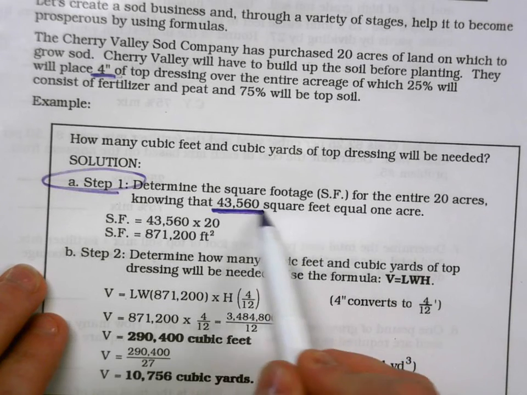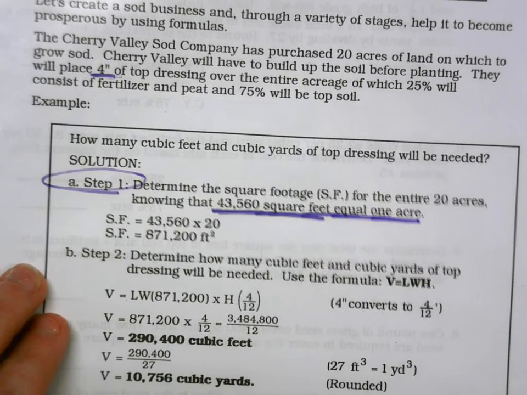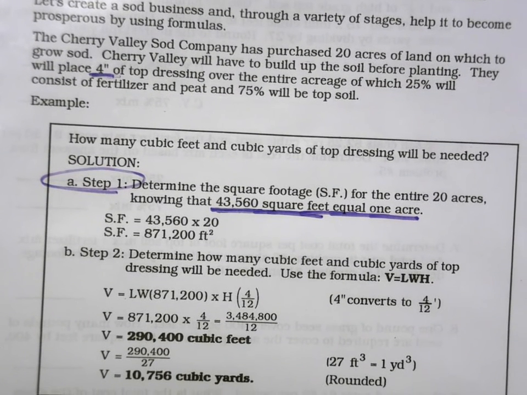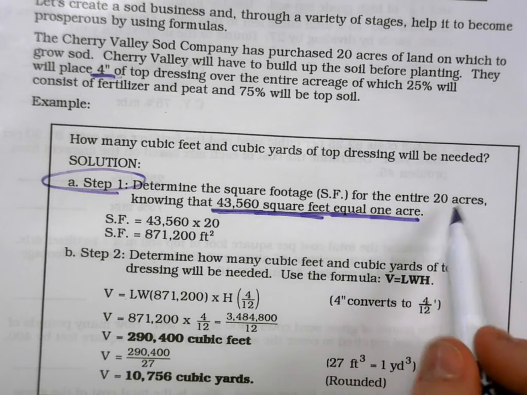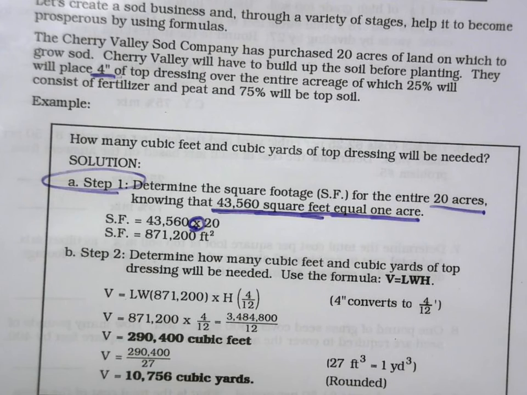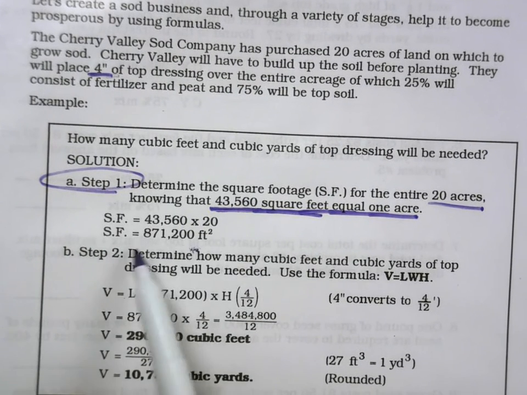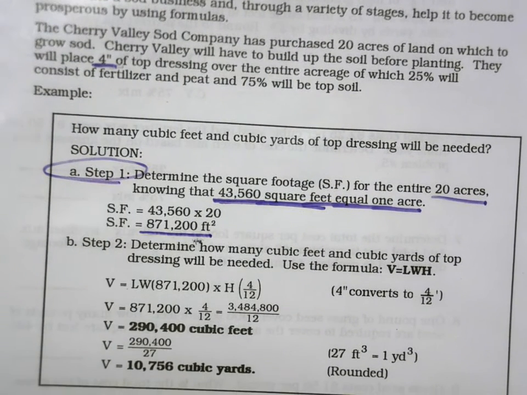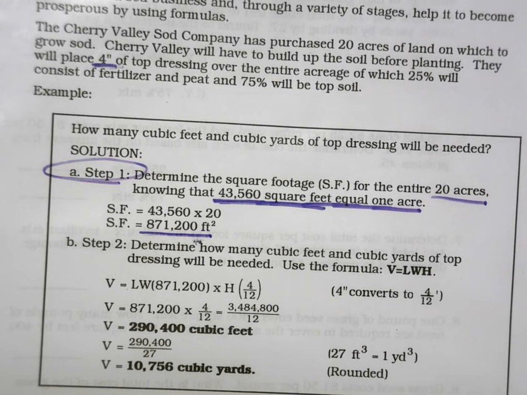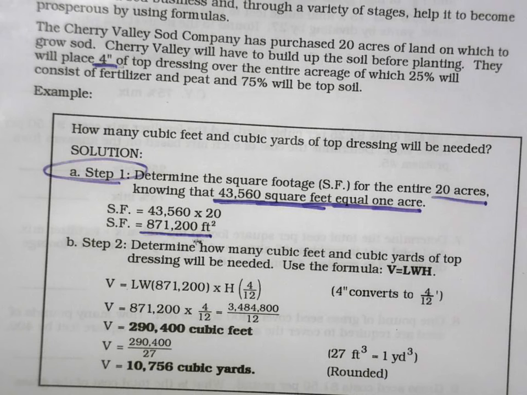Okay, and then it gives us this very important number here: 43,560 square feet equal 1 acre. So if that equals 1 acre, then to get 20 acres, we need to multiply that by 20, right? That's what they did in this problem right here. So we got 871,200 square feet of area that we need to cover. And how much do we need to cover? How deep do we want to cover it?